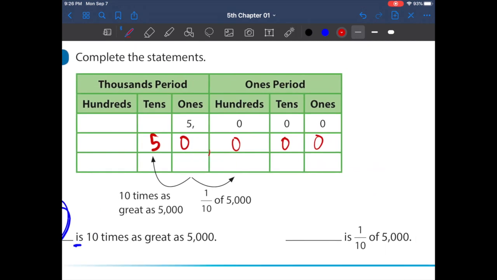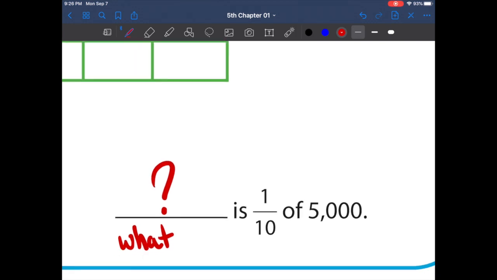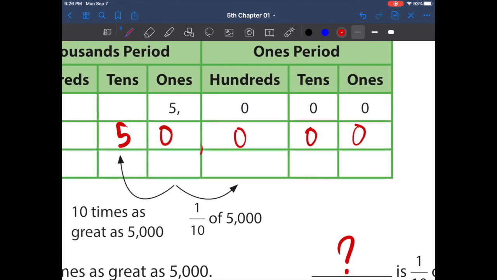Okay. Now let's take a look at this question. Remember what word we like to put here? I like to use the word what. So what is 1/10 of 5,000? Okay. So we're just going to go backwards 1. So if we have 5,000 here and we want to go backwards 1, what is 1/10 of 5,000? That would be 500.